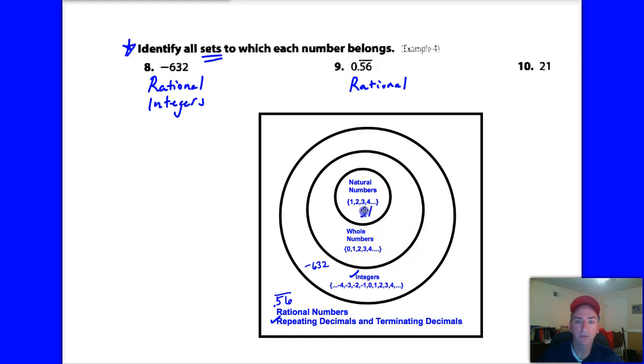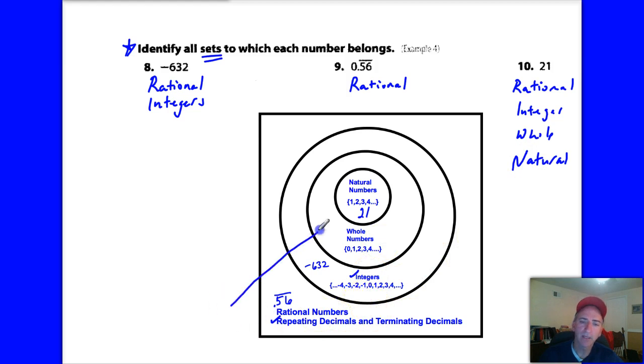Can we go all the way into natural? 1, 2, 3, 4, 5, 6, 7, 8, 9, 21. Yes, it is. So all the sets it belongs to: rational, integer, whole, and natural. And yes, I would like you to write out the entire word. Sorry if it hurt your hand, but it will help you remember things. It's worth it. Okay, so you work as far inside the circles as you can, and then recognize that it includes all of the categories, all of the sets outside those circles as well.